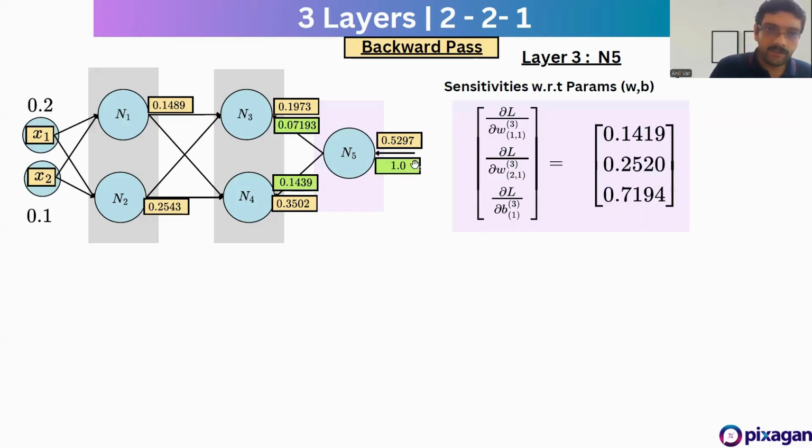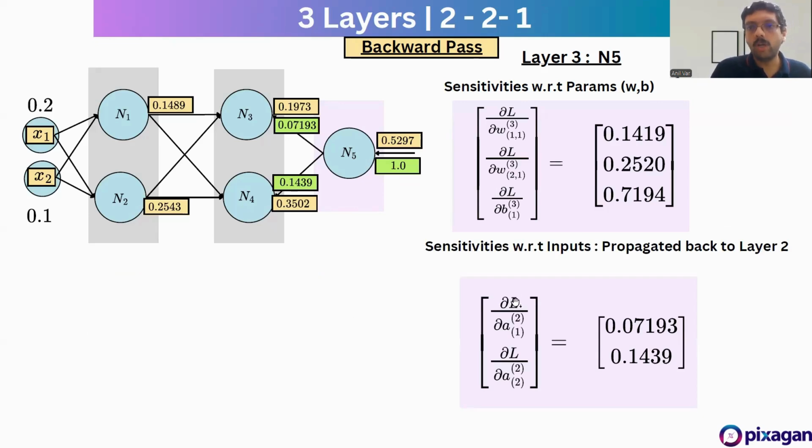And so at the end of this first step of this backward pass, we've gone through just N5. What have we got? We've got the derivative of the parameters of N5, which is this layer. What we've also got is the sensitivities with respect to the inputs to that layer, which is just one neuron. So we've got dL/dA2,1, which has to be passed to N3, and dL/dA2,2, which has to be passed to N4, because that's where the inputs come from.